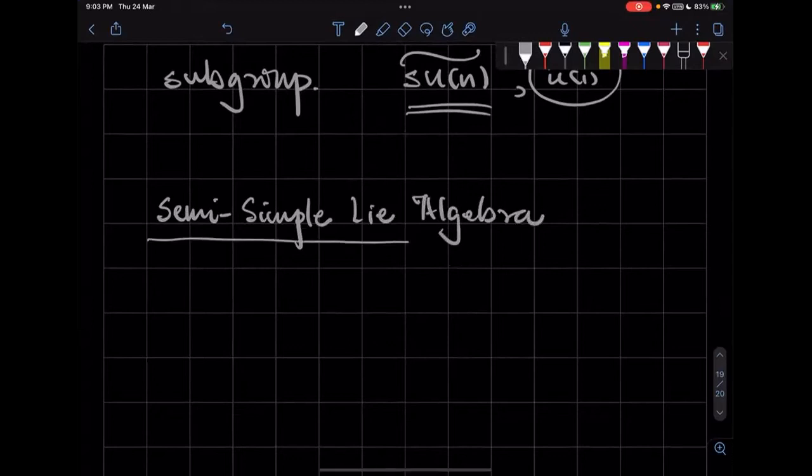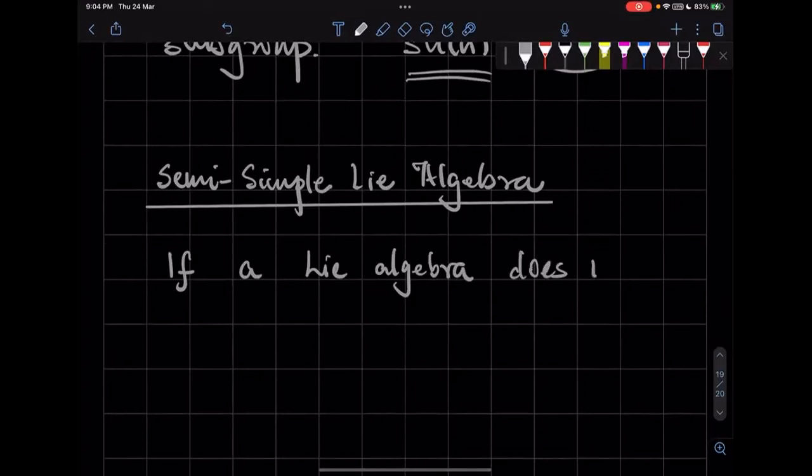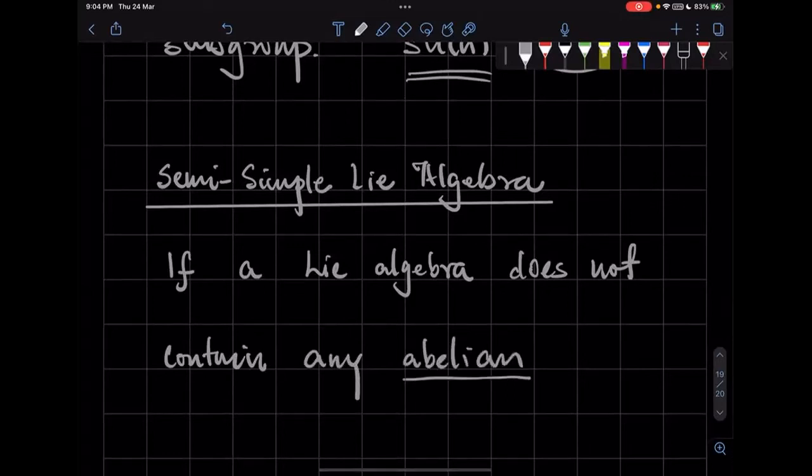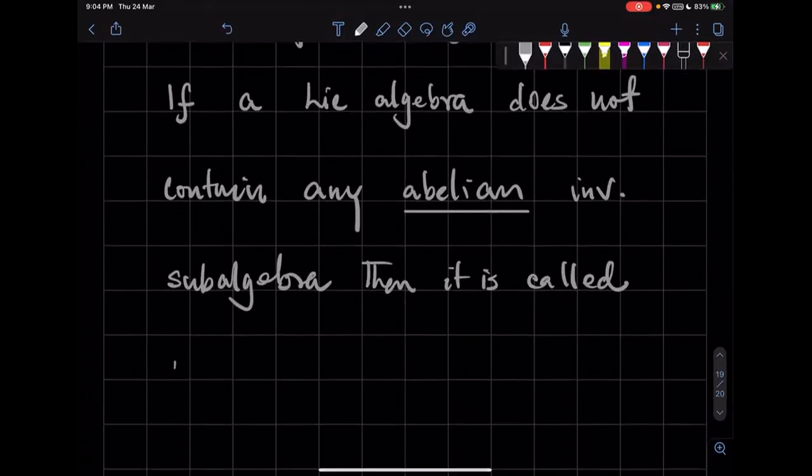For all of these algebras, there's a Lie group associated with them. Okay, so suppose you have a Lie algebra which can have some invariant subalgebra, but it cannot have an abelian invariant subalgebra. So if a Lie algebra does not contain any abelian, this is very important, abelian invariant subalgebra, then it is called a semi-simple Lie algebra.